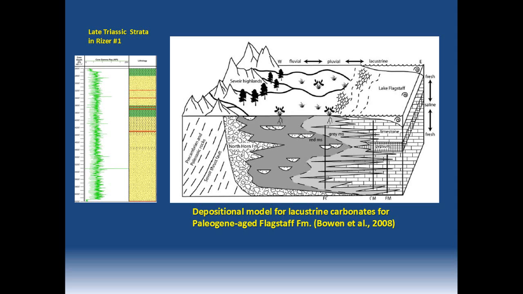You have alluvial fans coming in, probably reworked with rivers going down the axis of the valley. Then you have these lakes out here with carbonates. So fairly typical. The thing that would be different in our case is we don't have very much mud. This is mud in this model with the channels.